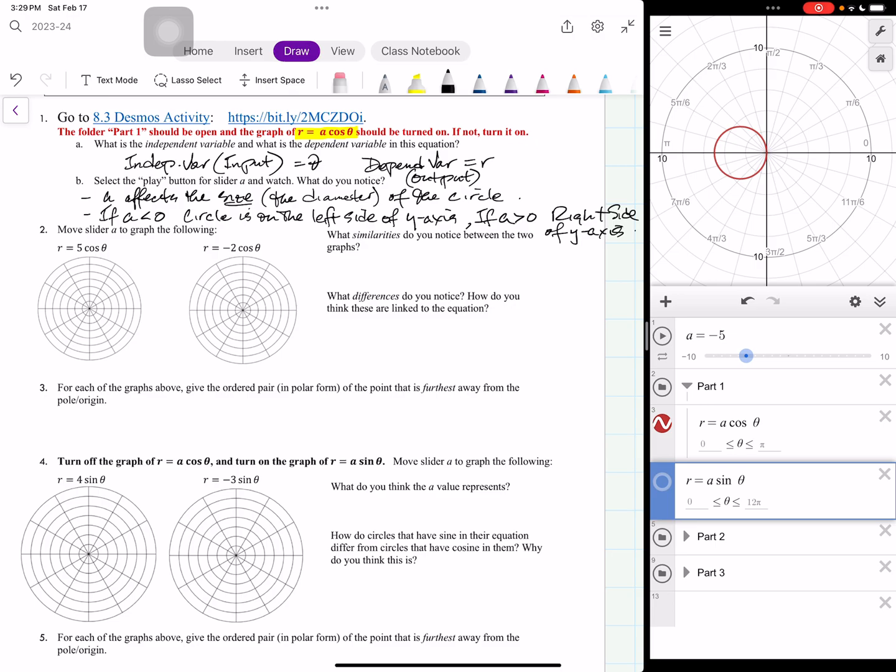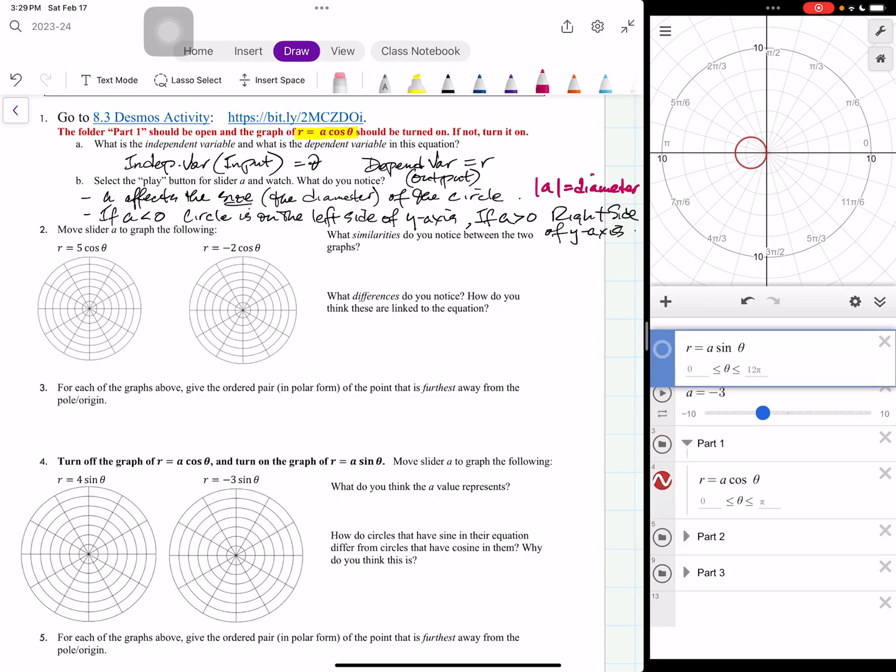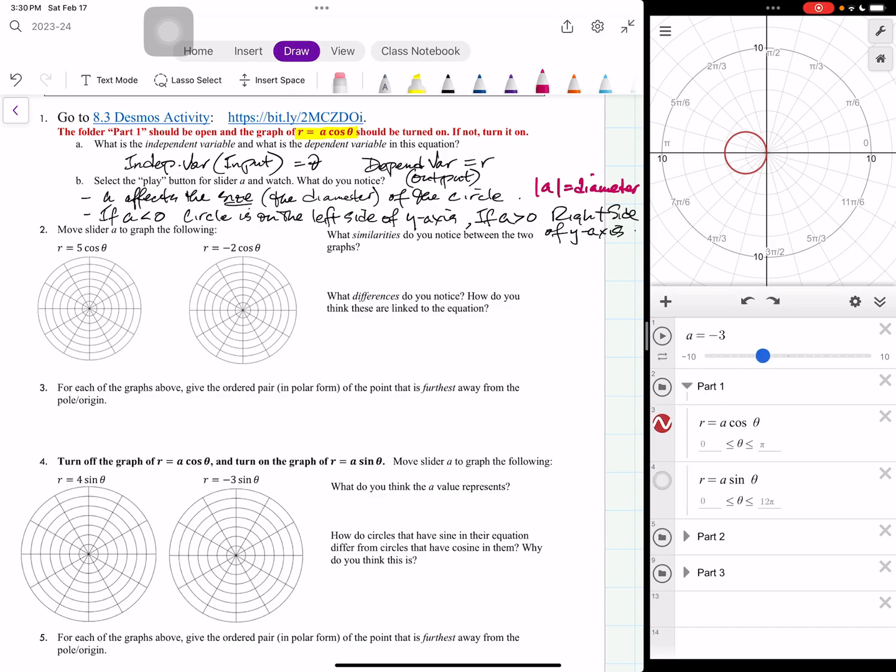And also A is the diameter. So we also know that the absolute value of A, because A can be negative, right, the absolute value of A is equal to the diameter. That is something I also noticed. So when you graph and sketch these things, you're going to slide the value of A to the proper value.